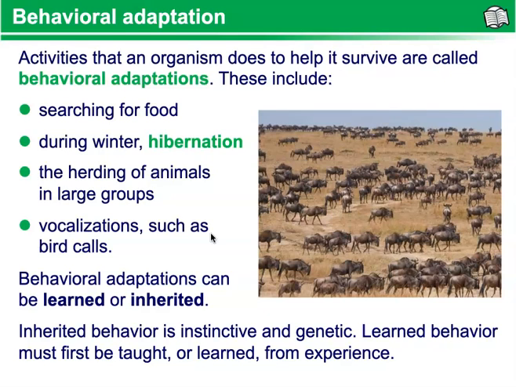Behavioral adaptations can be learned or they can be inherited. Inherited behavior is instinctive and genetic. Learned behavior must first be taught or learned from experience.